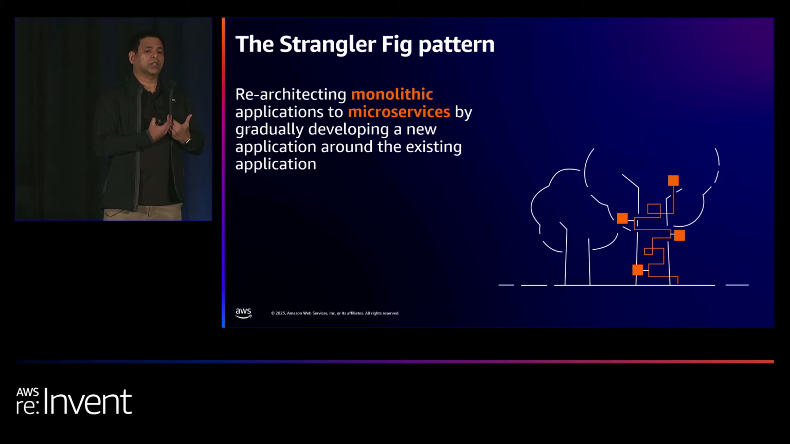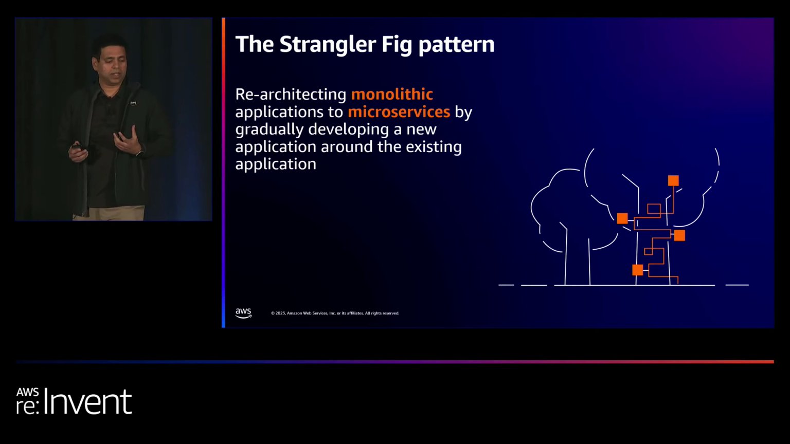You make them talk to each other. Then you go and attack the second one. You keep doing this until all the domains are extracted, and you're left with the glue that was essentially a switch that glues everything together. That remaining layer, you can rewrite. And we'll walk you through how this works in the Strangler Fig architecture.